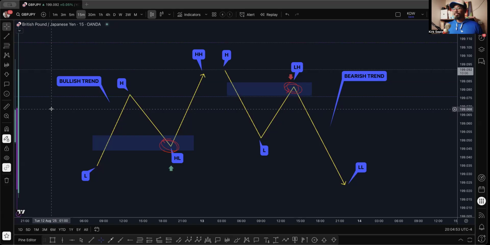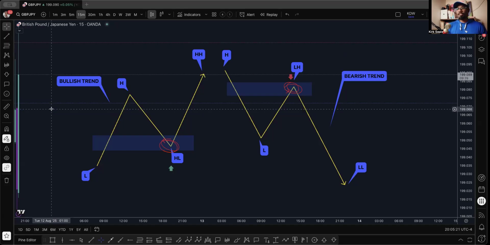Let's see. How do we know a bullish trend is a bullish trend? Yes, when prices increase, sure, but that's what I was looking for: a series of higher highs and higher lows. All right. That is a bullish trend. And you know that's a bearish trend when there's a series of lower highs and lower lows. All right. That's a bearish trend.